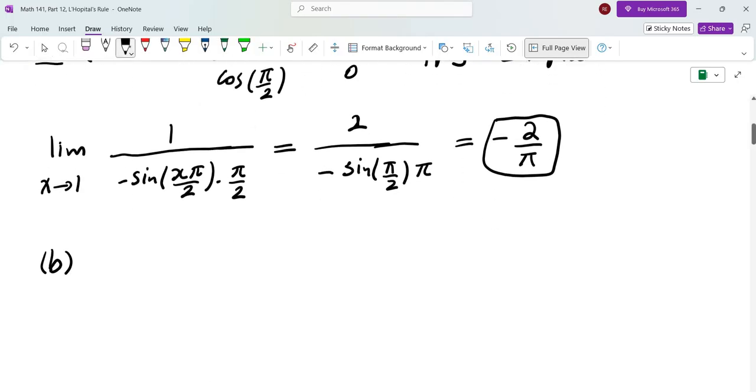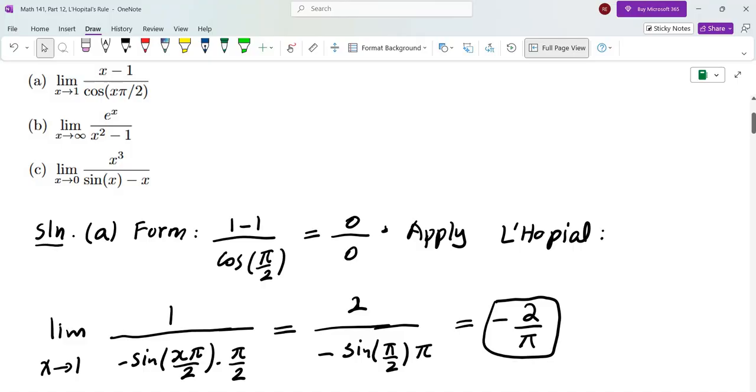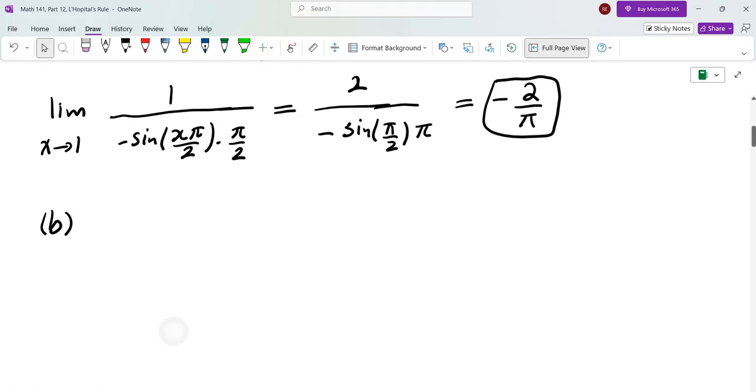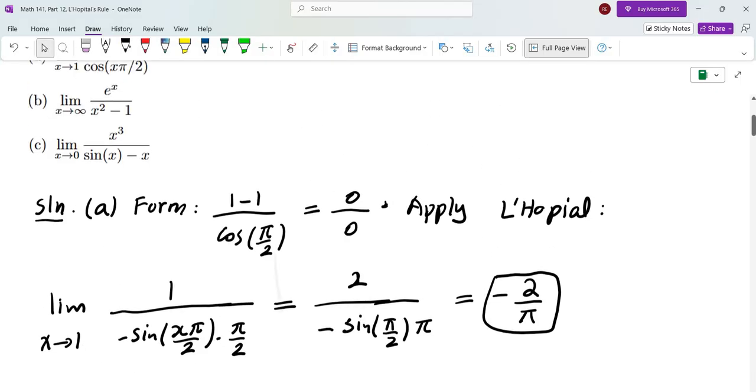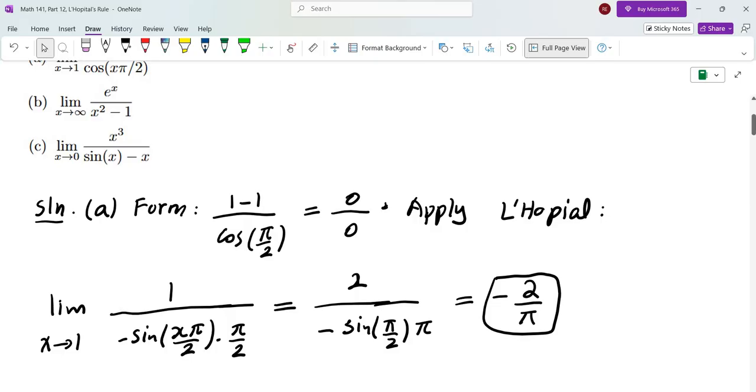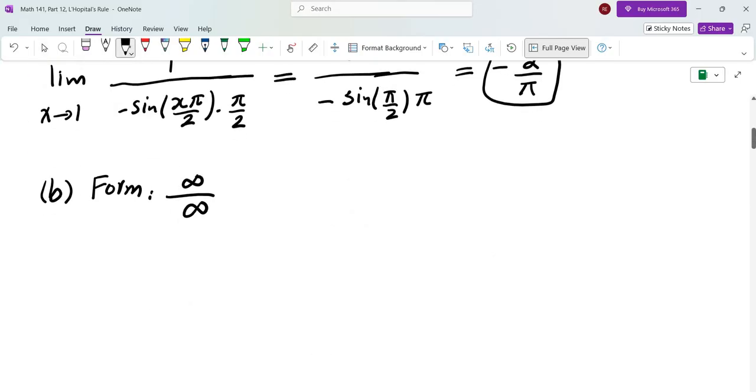Okay, so let's look at the second example. So in this example, x approaches infinity. What is e to the power of infinity? Well, e to the power of infinity is infinity. What is x squared minus 1? Well, x squared minus 1 approaches infinity as well. So this is the form infinity over infinity. So then we can apply L'Hopital's rule.